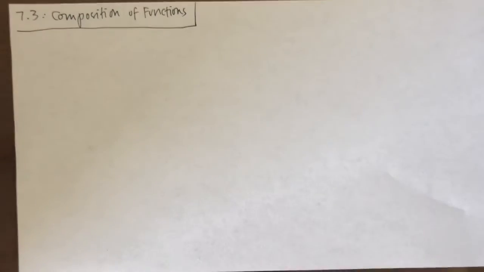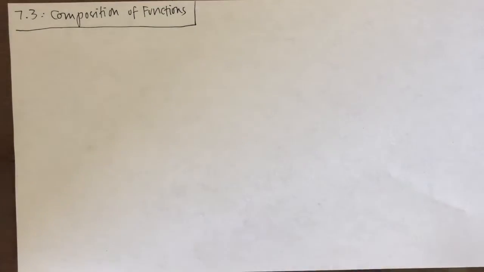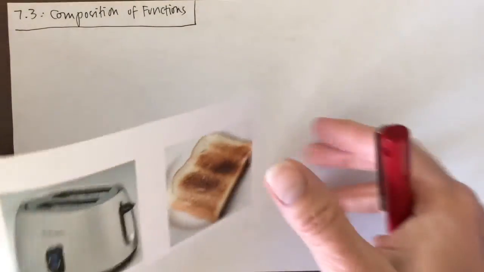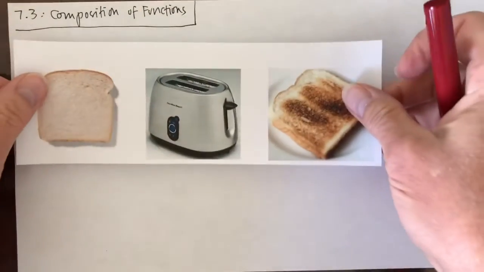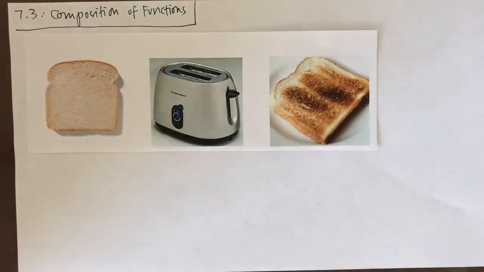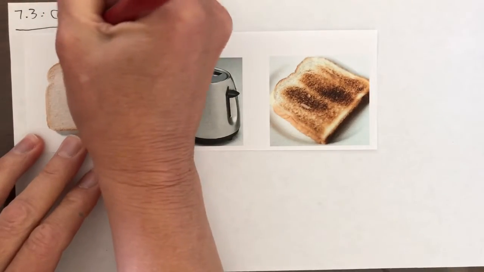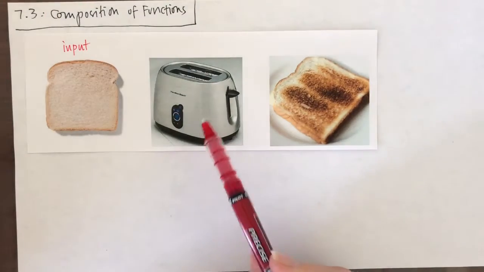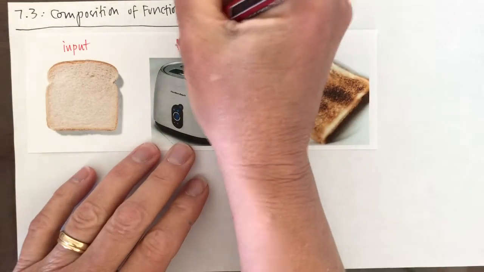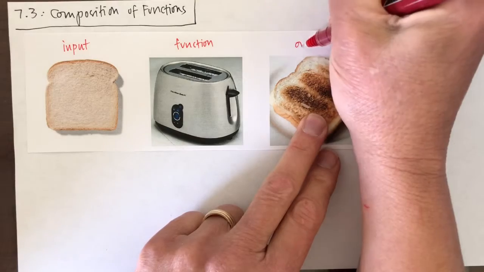Hello, today we're going to talk about an important topic called composition of functions, and we're going to start by thinking of some examples. Think about this series of pictures, and you can think of a piece of bread as your input and a toaster as a sort of function. You're going to put the input into the function, and then you get a certain output.